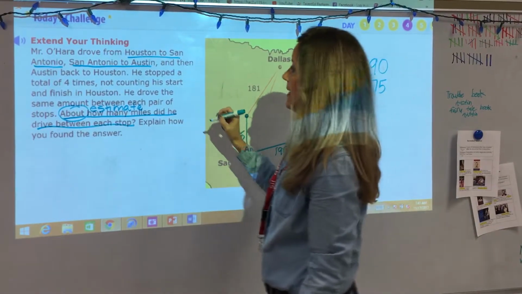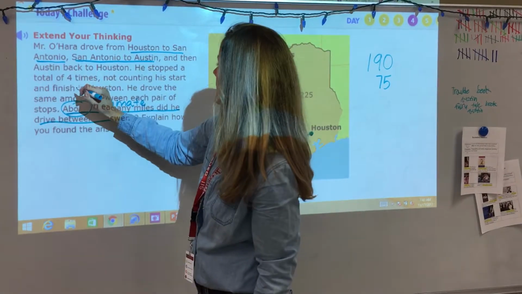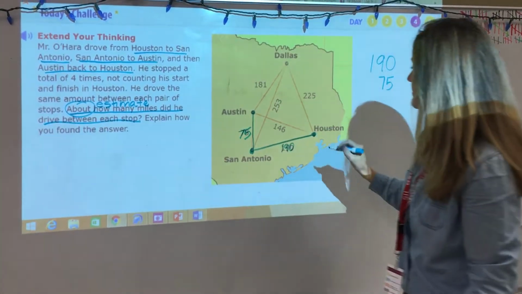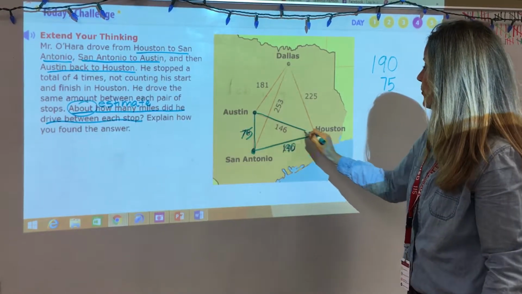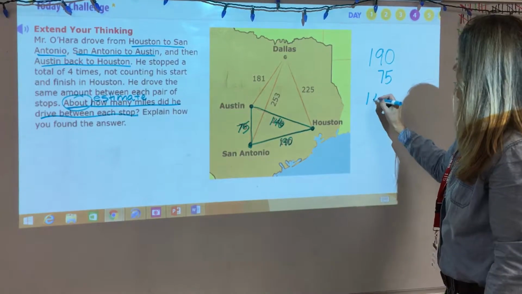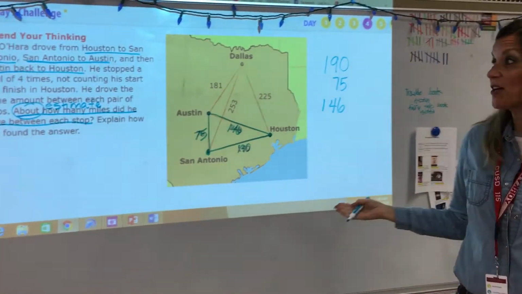And then Austin back to Houston. There. And that is 146 miles. That's great information. What are we going to do with it? That's wonderful information.